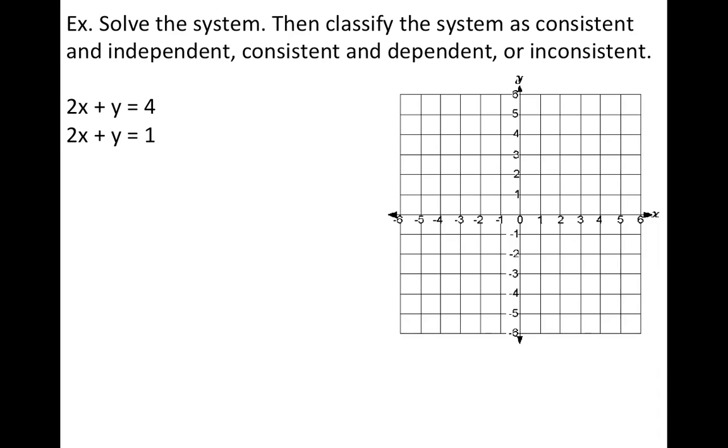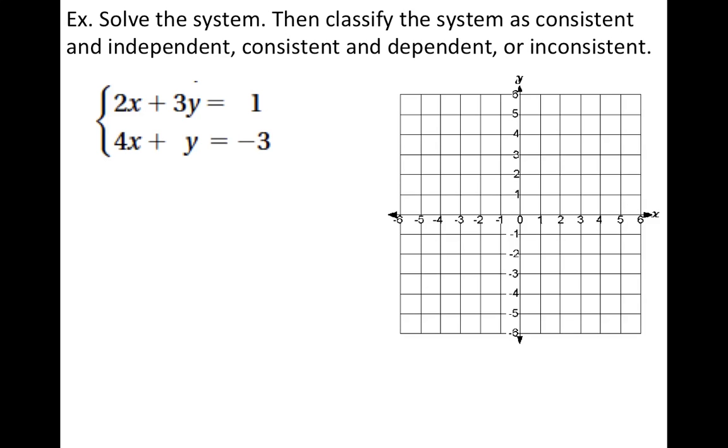Okay, so we have y equals negative 2x plus 4 and y equals negative 2x plus 1. Notice how we have the same slope with different y-intercepts. That means our lines are parallel, which means they will never intersect, so it will be no solution and inconsistent. Our next system, again, solve it out for y, come back, and we will talk about it.